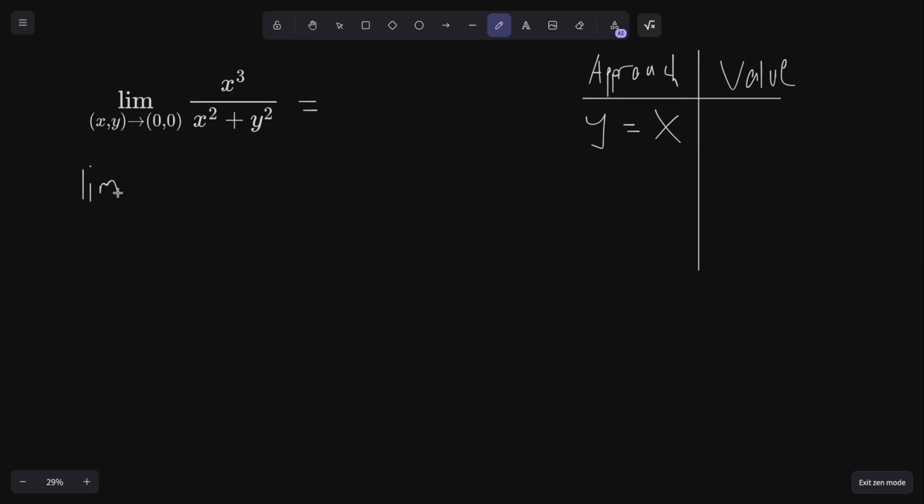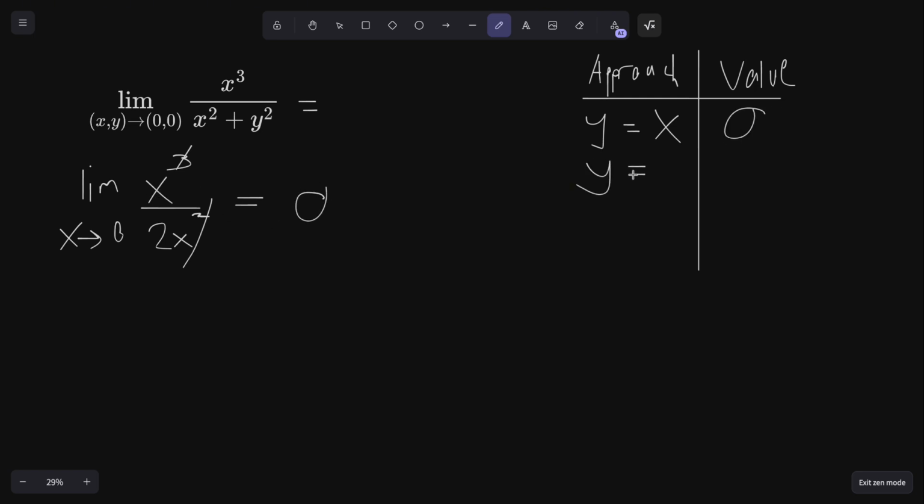This is the limit as x approaches 0. So let's do the substitution with x. Everywhere we see a y, we just substitute that with the x. So this is going to be x to the third power divided by x squared plus x squared, which is just 2x squared, is the limit as x approaches 0. This cancels out, and you just get x over 2. The limit as x approaches 0 of x over 2 is just 0.